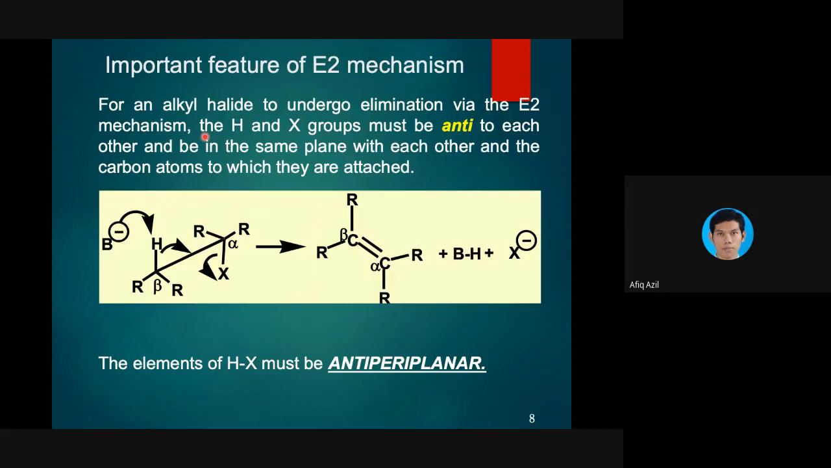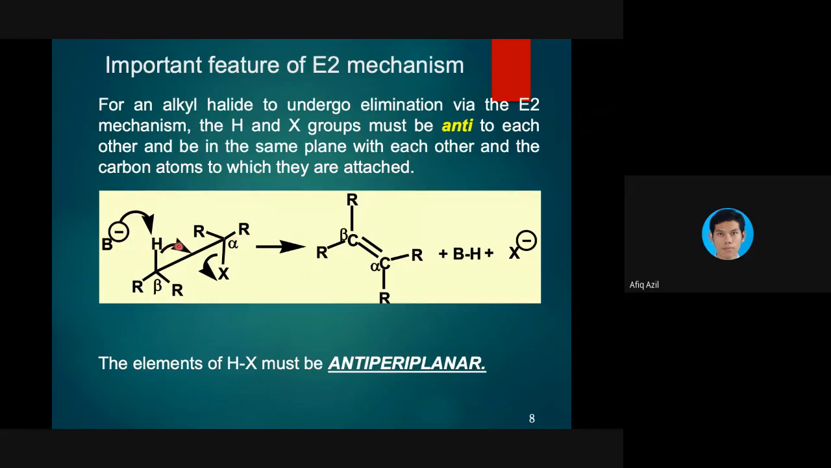Another important feature of the E2 reaction mechanism is that the elements of HX, the eliminated group, the group or atoms that are going to be removed, must be in the anti-periplanar position. So what is this anti-periplanar position? The H and X groups must be anti to each other and in the same plane with each other and the carbon atoms to which they are attached.